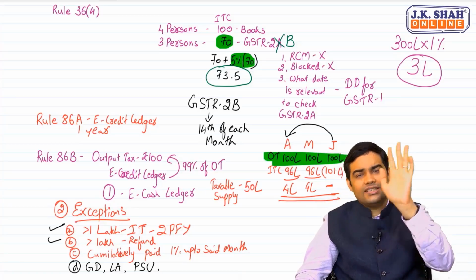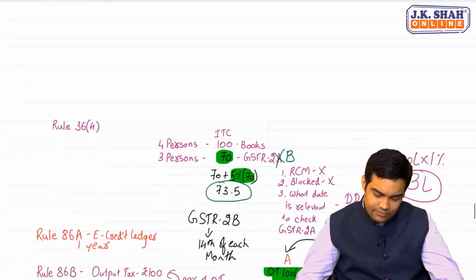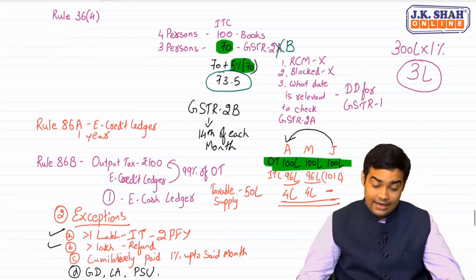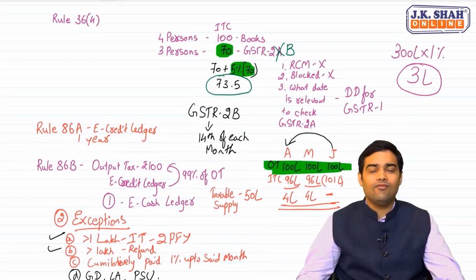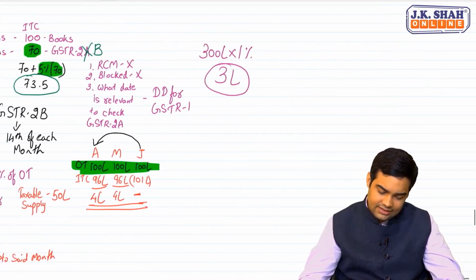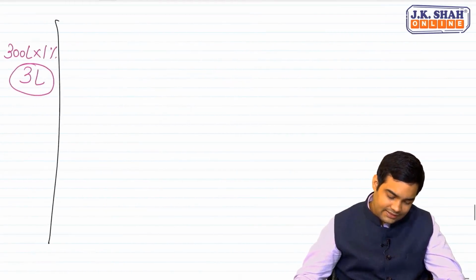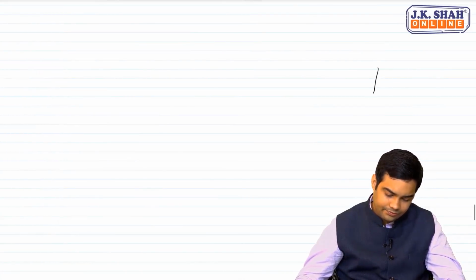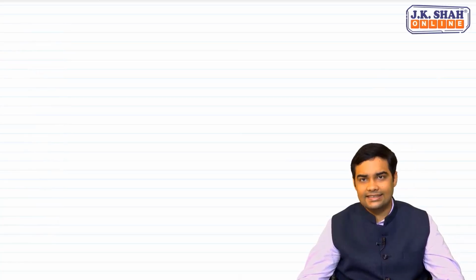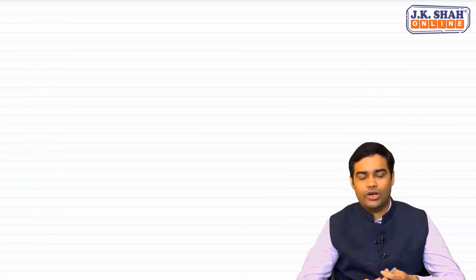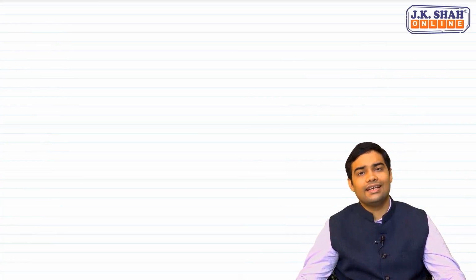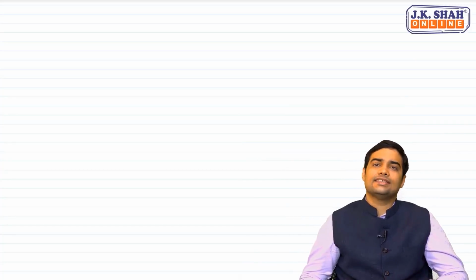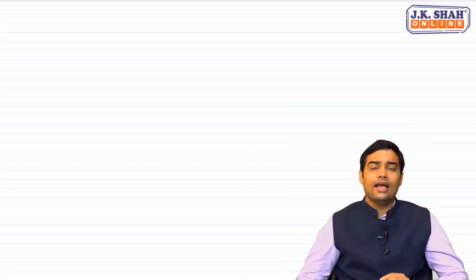So, we have discussed Rule 36.4 and we have discussed Rule 86A and 86B. Now is the time where we conclude with certain returns. See, GSTR1 comes from section 37. Some important points. Are you also required to file nil return for GSTR1? The answer is yes. If there is no transaction, you are required to file nil return.